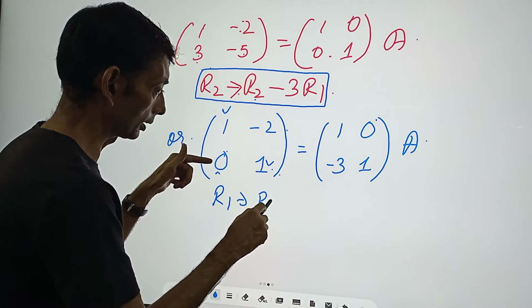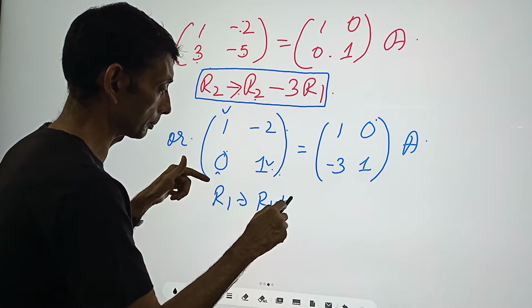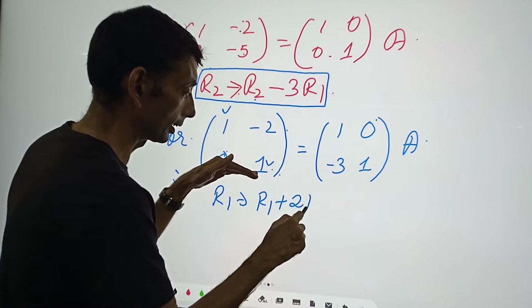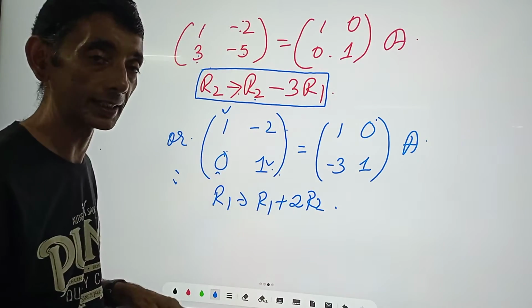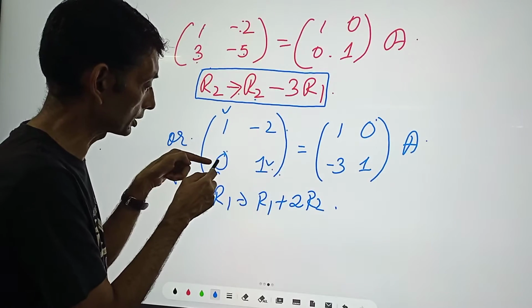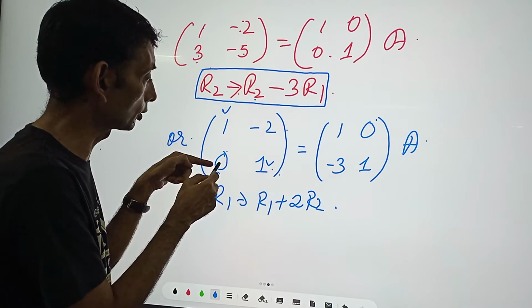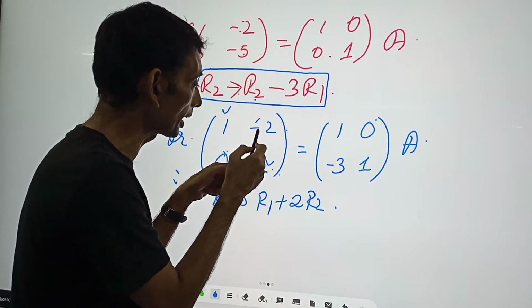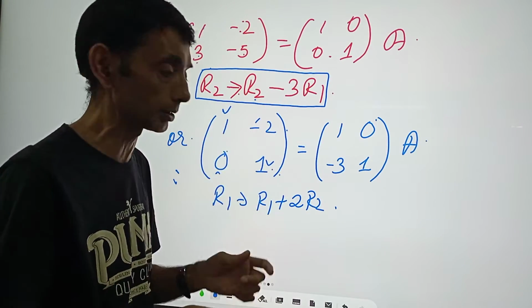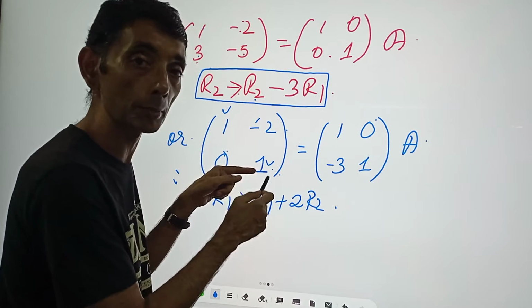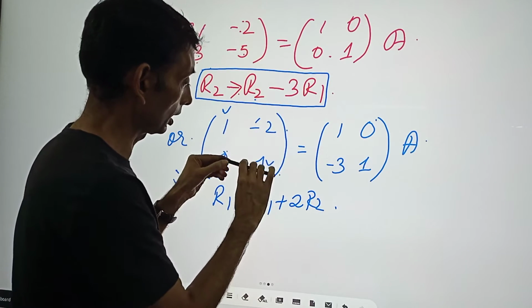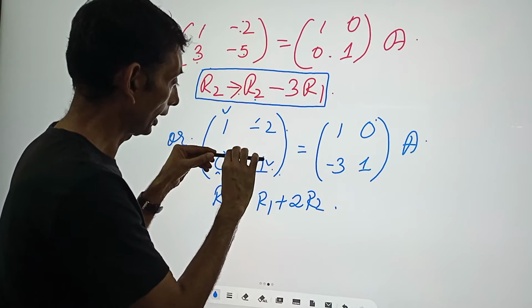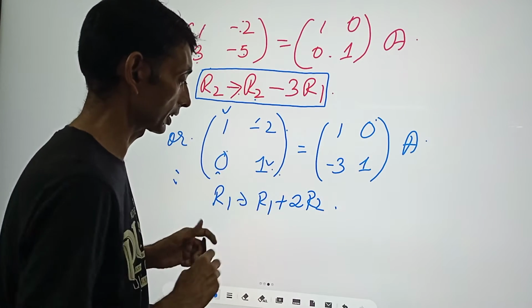That is row 1. If we just multiply row 2 by 2 and add, because this number is 0, there will not be any change in this number. Since we need to convert this minus 2 to 0, just multiply by 2 and add. So 1 into 2 is 2, and 2 plus minus 2 will become 0.